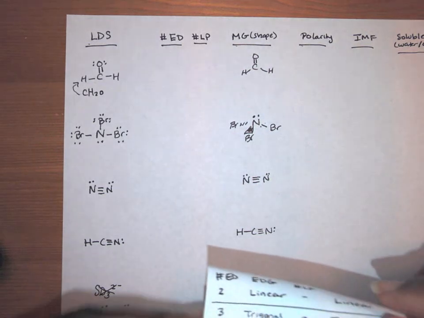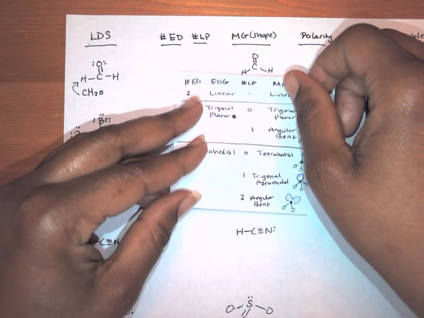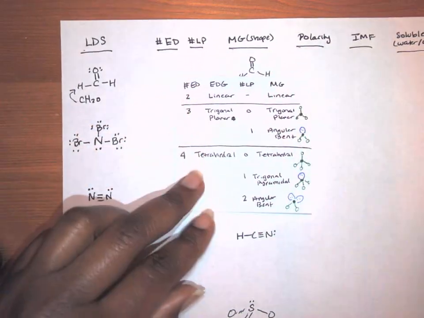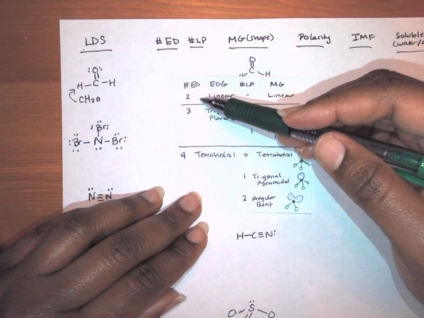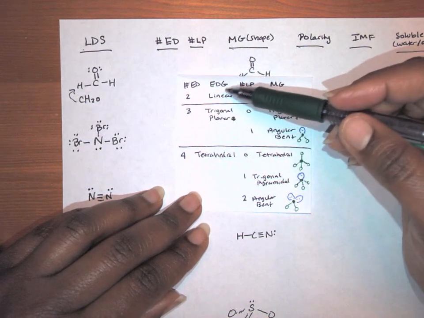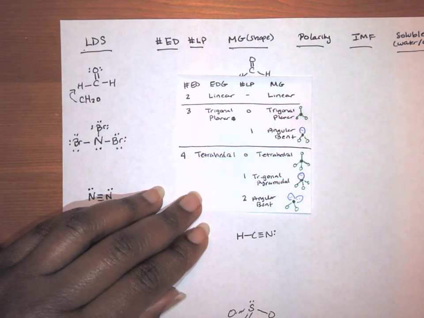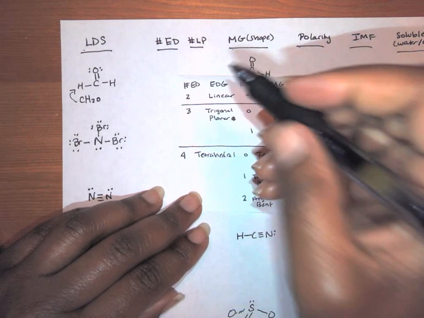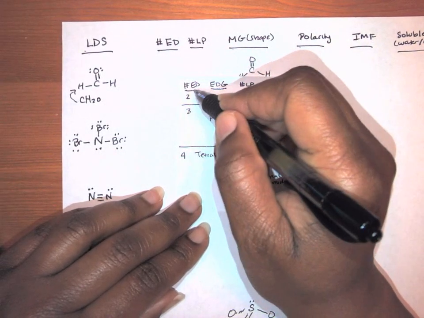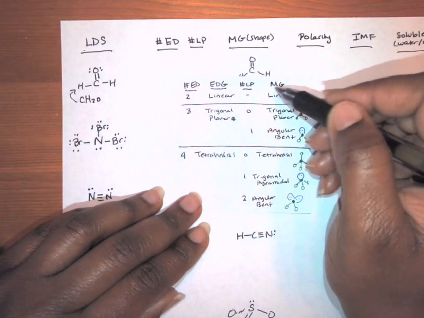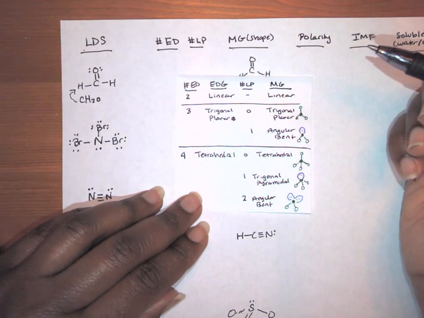So the way that we do that, you've seen this chart before, is you count the number of electron domains around the central atom. You use that to predict the electron domain geometry, which is helpful if you want to know something like hybridization. I'm not going to go into that in this video, but it's helpful for that. And it also helps you to know a little bit about the bond angles.